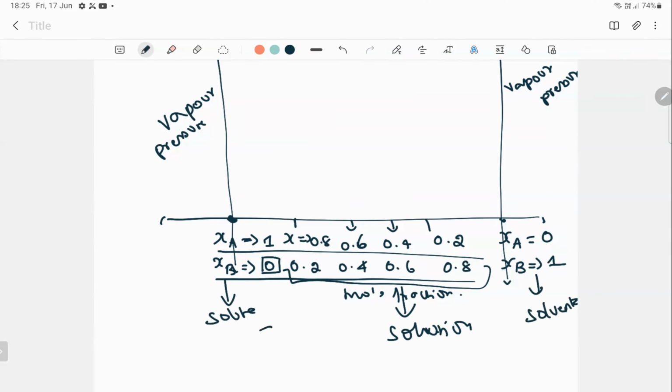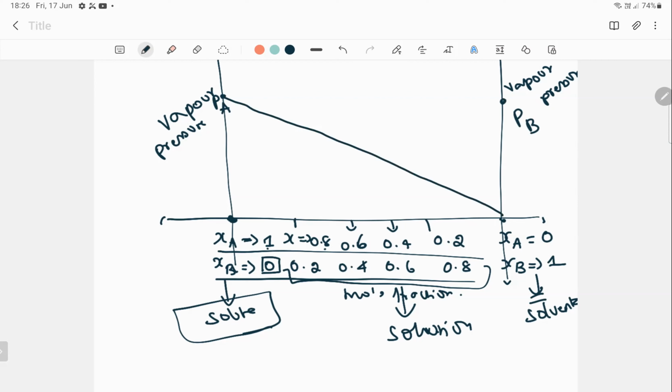So where only your solute is there, here its vapor pressure you can mark as PA. Here your solvent is present, mark its vapor pressure as PB. Take a look at PA. In what range does PA go? 1, 0.8, 0.6, 0.4. Is it increasing or decreasing? Decreasing. So this PA curve will be in a decreasing way.